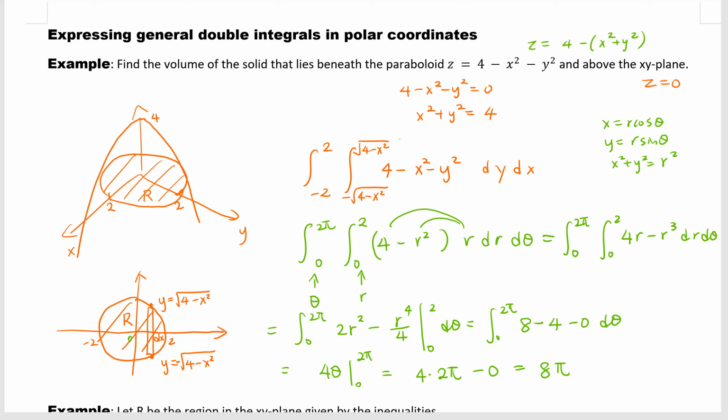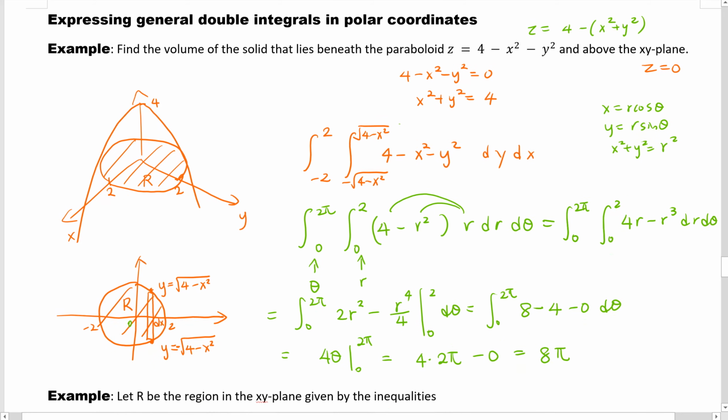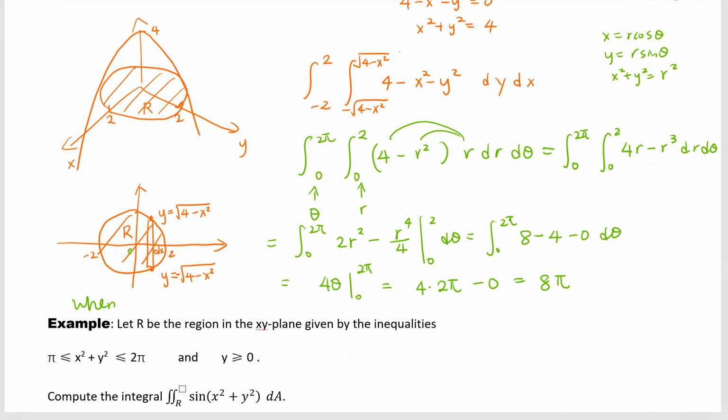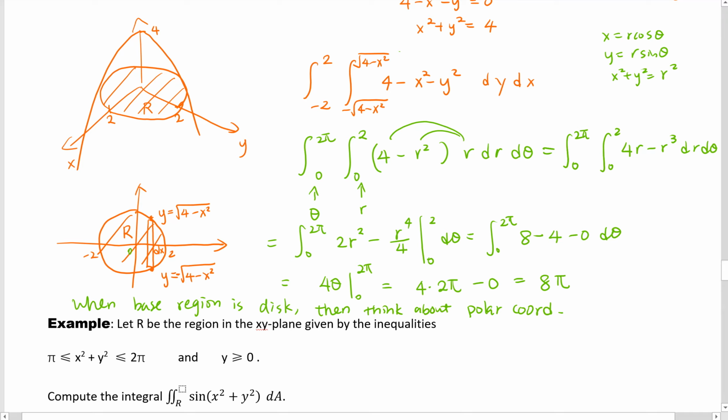So when do you use polar coordinates? Well, if you see the base region is related to a circle or a portion of a circle, think about polar coordinates. Okay? So when the base region is like a disk, then you think about polar coordinates. Okay, it might make your integral much easier. Let's continue.